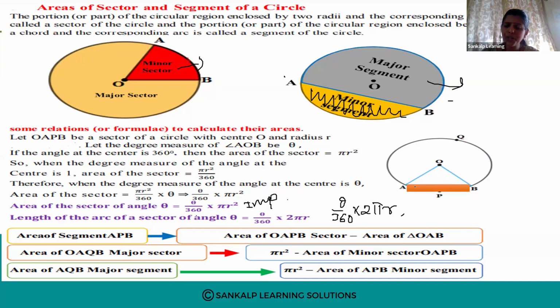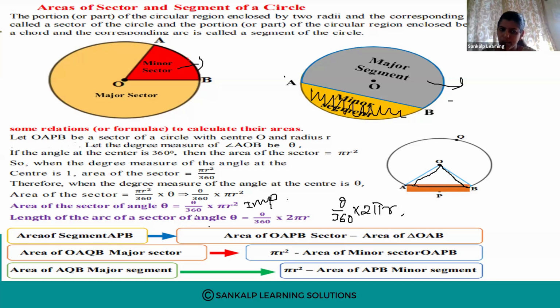So when you want to find out the area of segment APB, then first you have to calculate the area of OAPB sector, this full sector, minus the triangle. Here one triangle will form, OAB. So the area of this triangle. Then you will get the area of this segment APB.